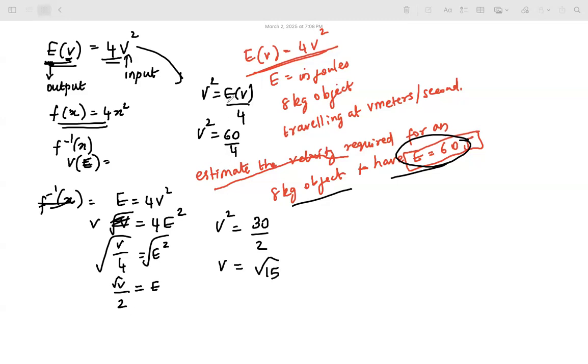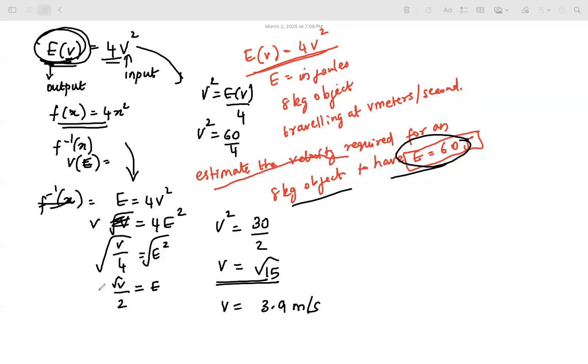So basically, when you substitute the energy 60 joules, automatically you get V will be equal to square root of 15. What is square root of 15? It's almost equal to 3.9 meters per second. Directly, you don't need to find the inverse at all. Directly, they have given you the entirety of this, so you can directly substitute and find out the V.